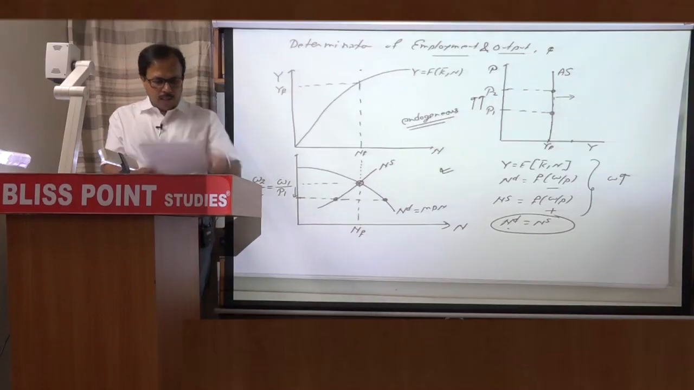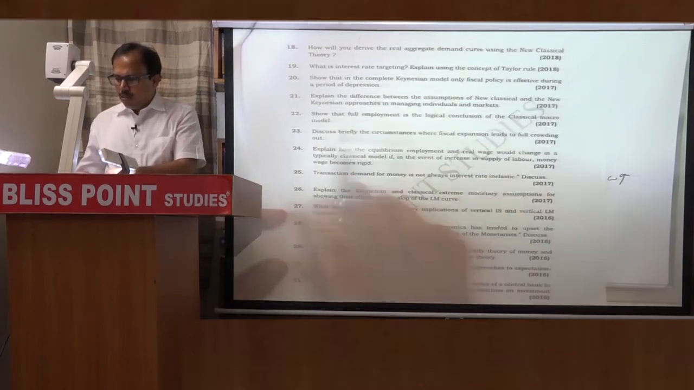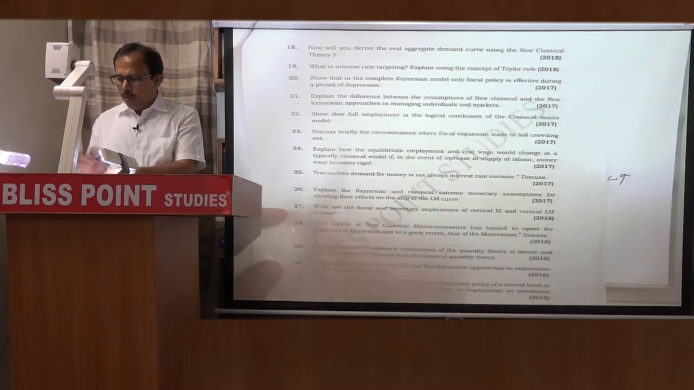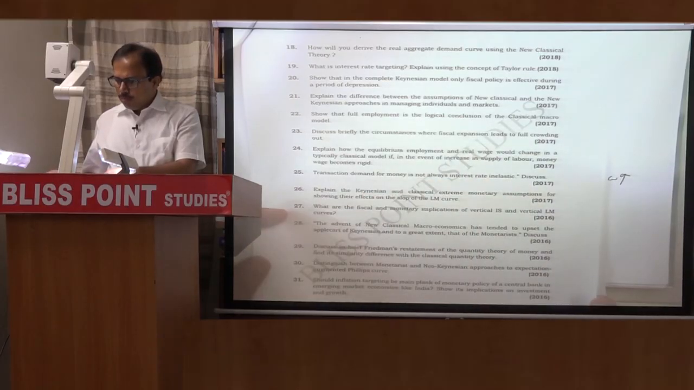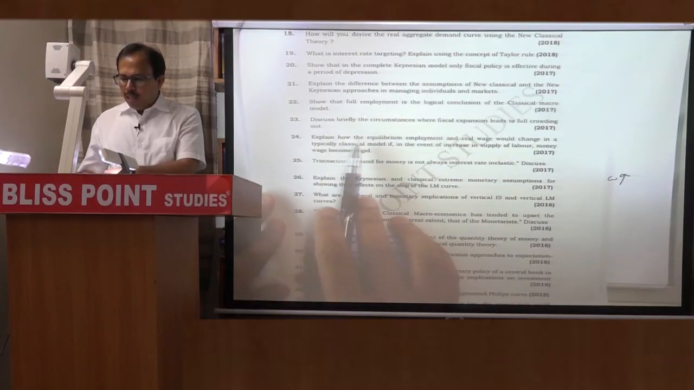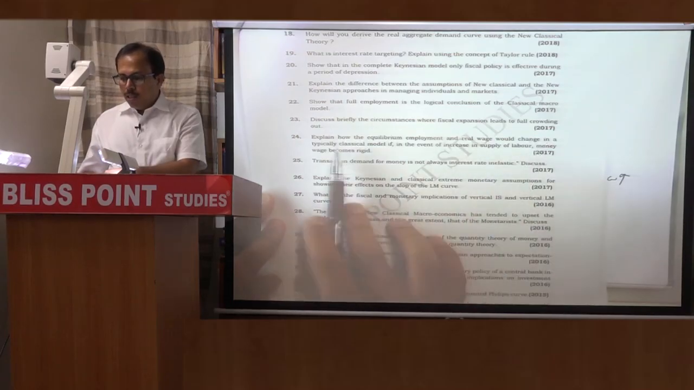I think in 2017 or 18 there was a question on wage rigidity, but sometimes you will get very direct questions also like this. In 17, show that full employment is the logical conclusion of the classical macroeconomic model. This one is a 2017 question. 24, explain how the employment and real wage would change in a typical classical model.